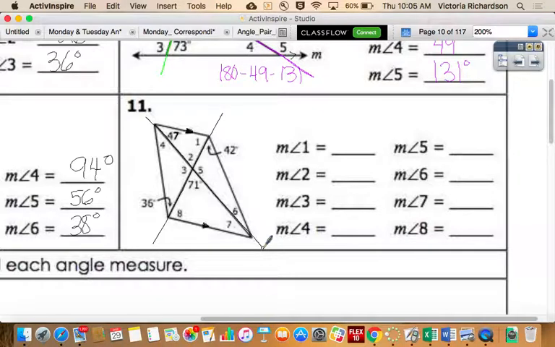We'll need that in a little bit to help us out. But first of all, we can say, we see vertical angles, right? So this is 71, which means angle 2 is going to be 71 degrees. And now I know that this is 47 and this is 71, so I can subtract those from 180, which means angle 1 is going to be 62 degrees.